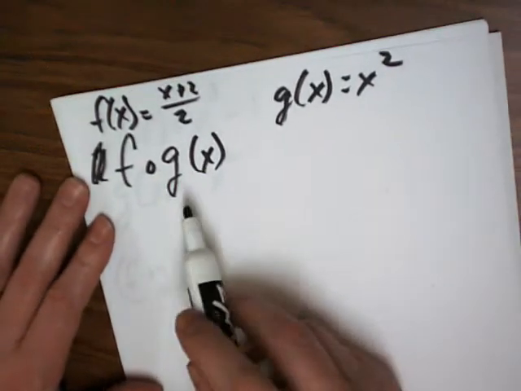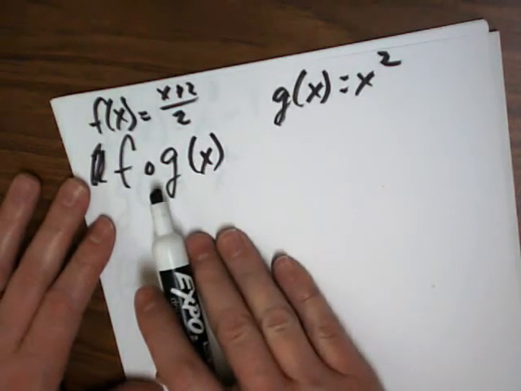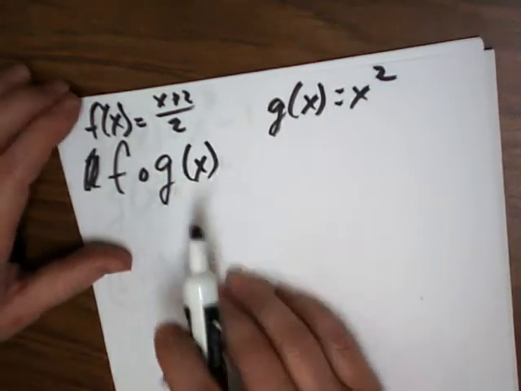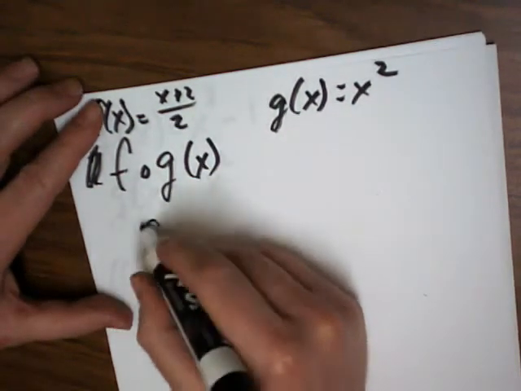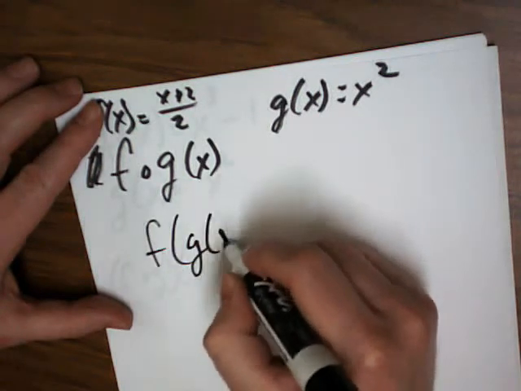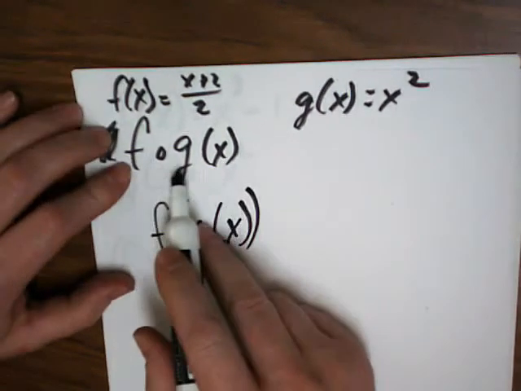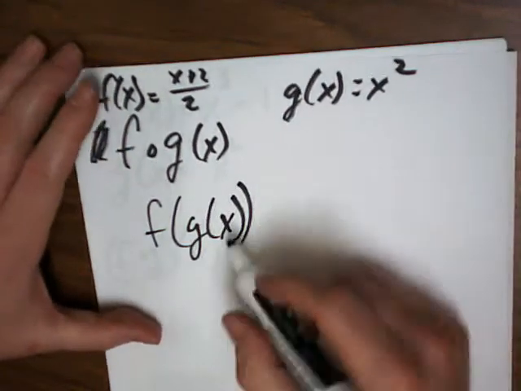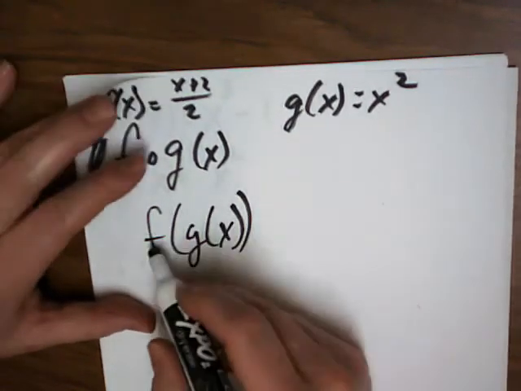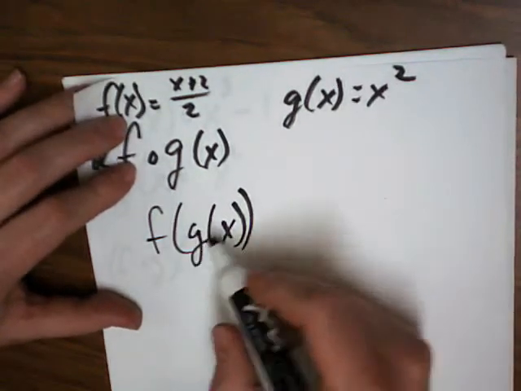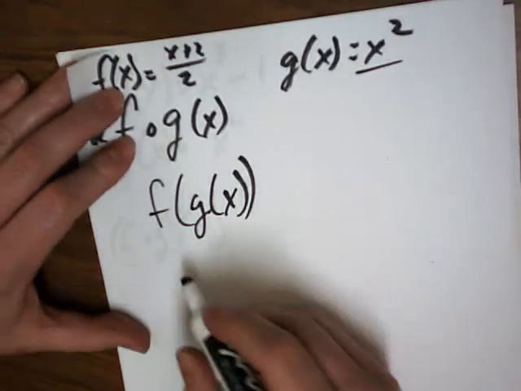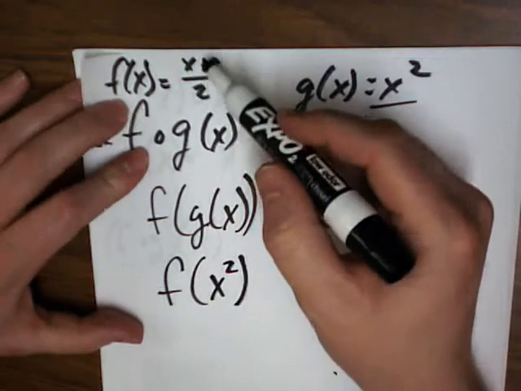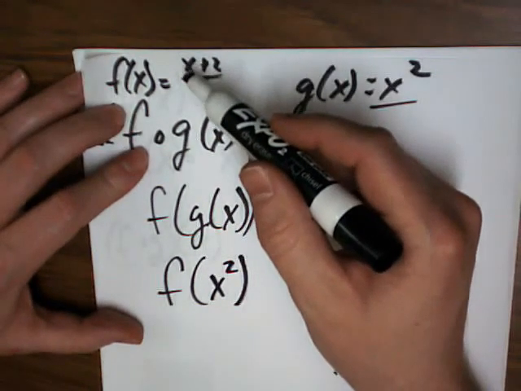So we want to find the equation for this, f composed of g of x, and we want to find the domain of it. So f composed of g of x is like saying f of g of x. I take my g of x and I plug it into f. That's the idea. G of x is x squared, so I want to plug that into f. Everywhere I see an x up here, I put an x squared.